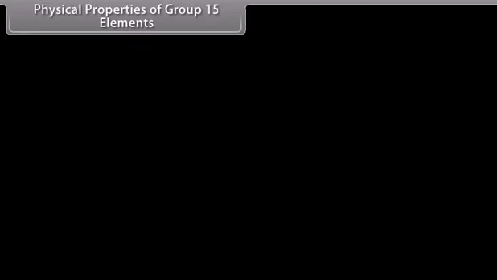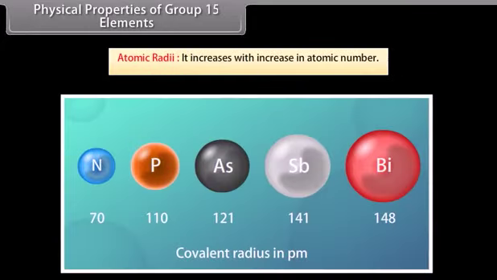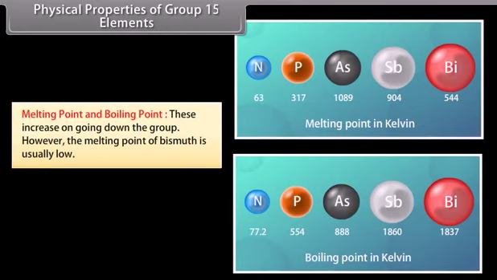Physical properties of group 15 elements. Atomic radii. It increases with increase in atomic number. Melting point and boiling point. These increase on going down the group. However, the melting point of bismuth is unusually low. This may be due to the greater tendency of bismuth to form 3 rather than 5 covalent bonds. Thus, there are weak forces of attraction between their atoms in the solid state, responsible for its low melting point.